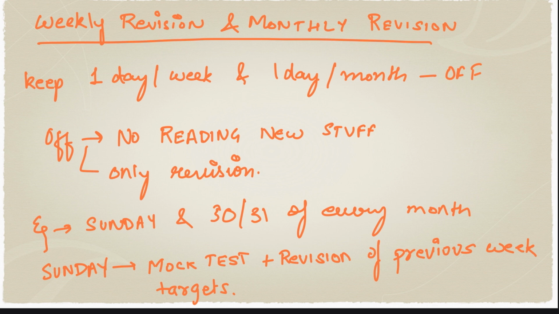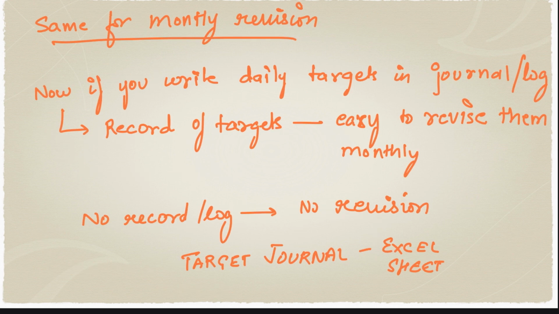Now on the rest of the day, you will revise the targets of the previous week, the previous 6 days, whatever you have read from Monday to Saturday, you will revise on the Sunday. Similarly, say on the 30th of March, you will revise whatever you have read from 1st March to 29th March. In this way, you have done your daily revision, weekly revision, and monthly revision.